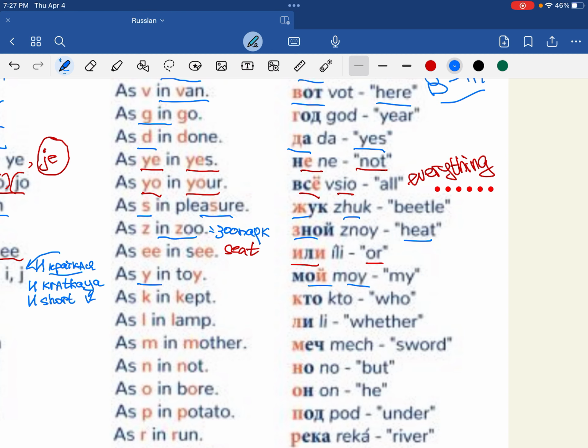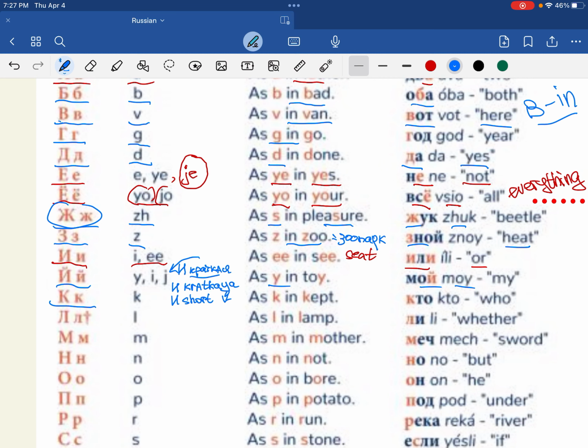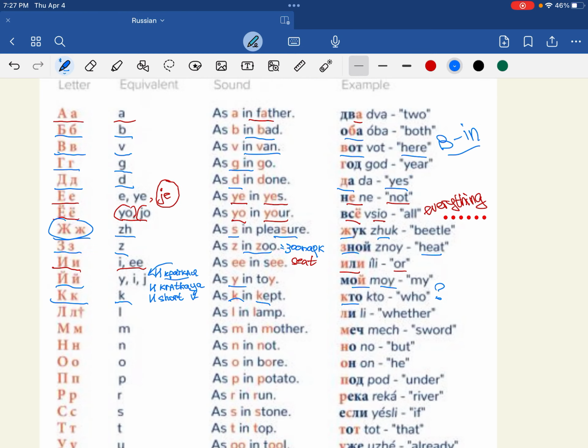That means my. The next consonant is K. The sound is K. In English, it's pronounced like K in the word kept. In Russian, you may learn a new question word, кто, that means who. The next consonant is L. The sound is L. The equivalent in English would be L in lamp, or in Russian, ли, that means whether.